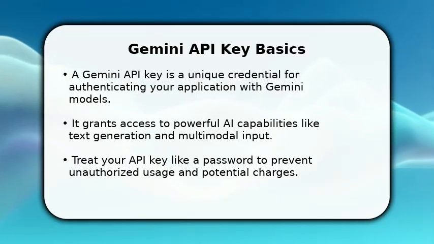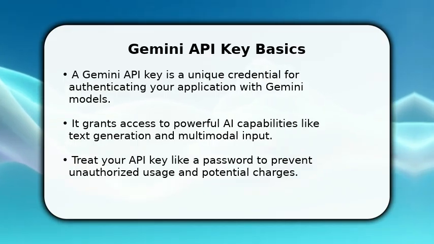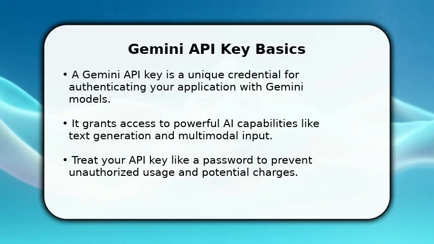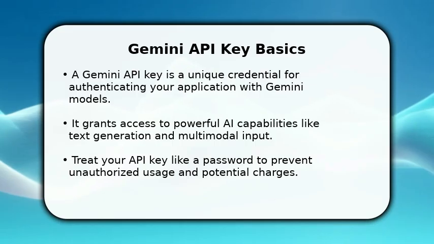In this video, I will explain how to use the Gemini API Key. First, understand that an API key is a unique identifier that authenticates your requests to the Gemini models. This key is essential for accessing powerful AI features, including text generation and multimodal input.